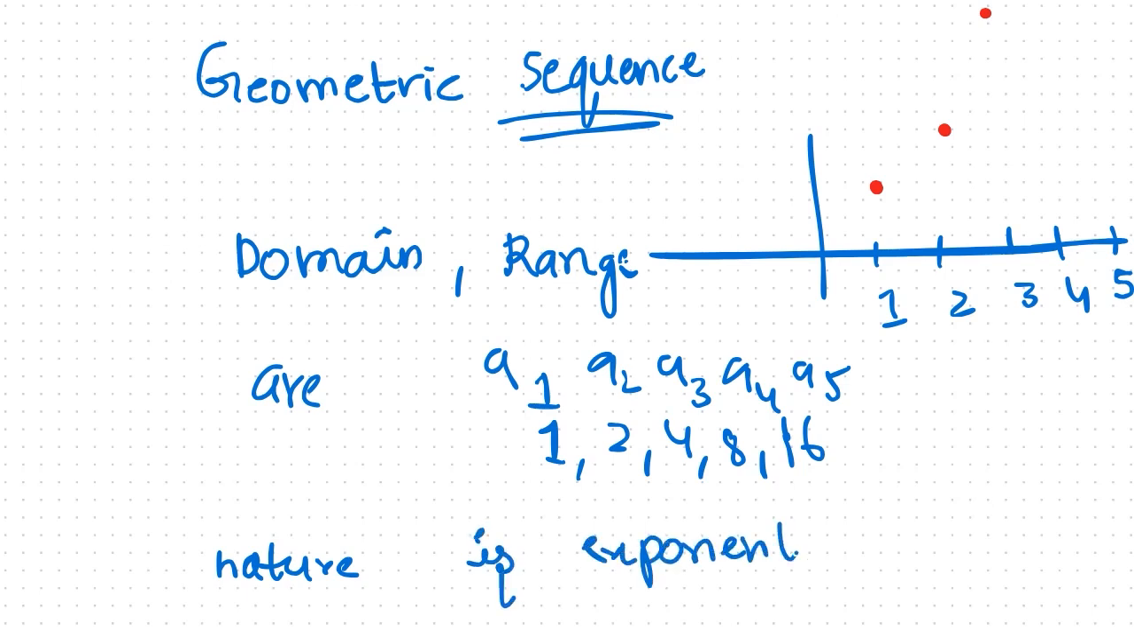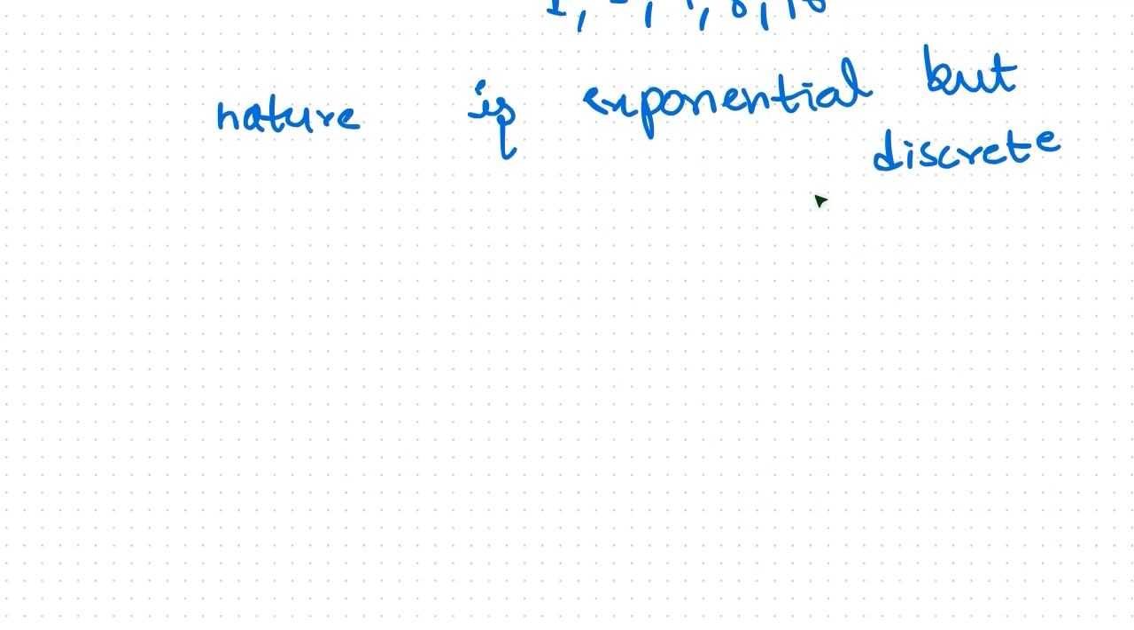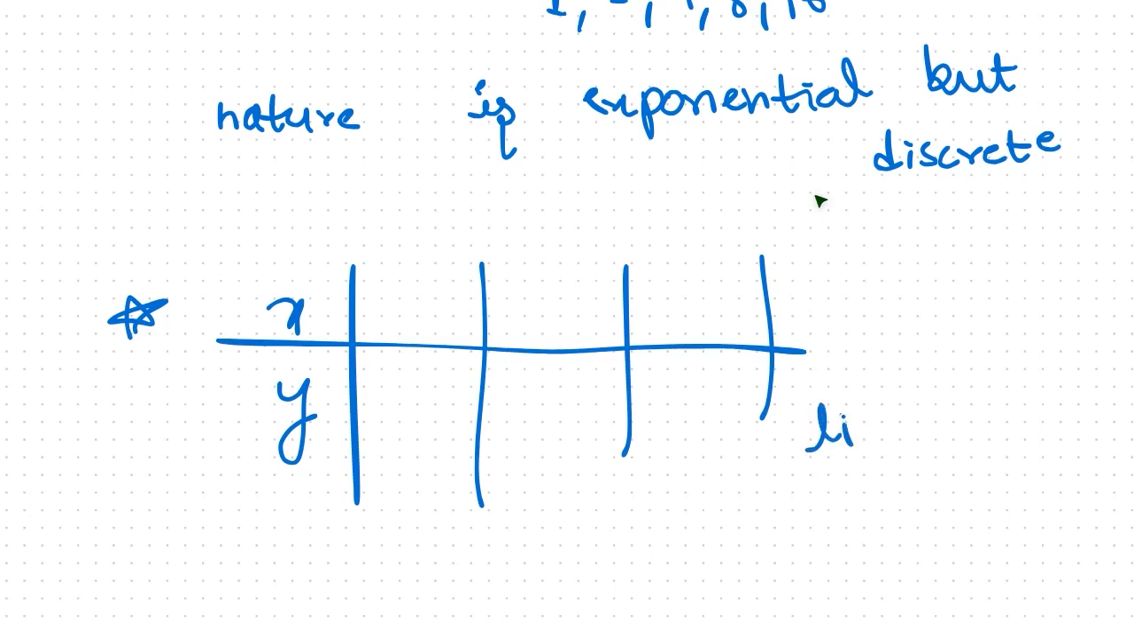Nature is exponential, but discrete. So this is about 2.2, change in linear and exponential function. Let's say if they give you an xy table like this, some random values. How do you check if the graph is linear?